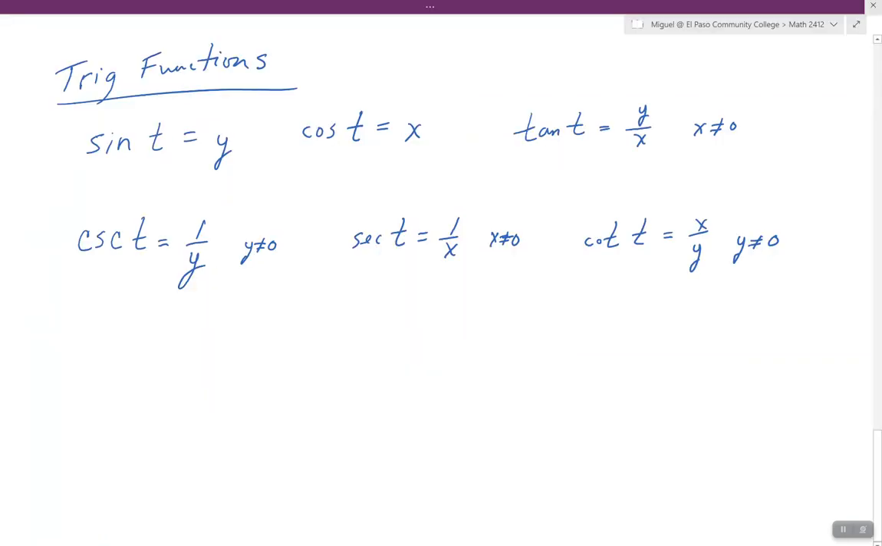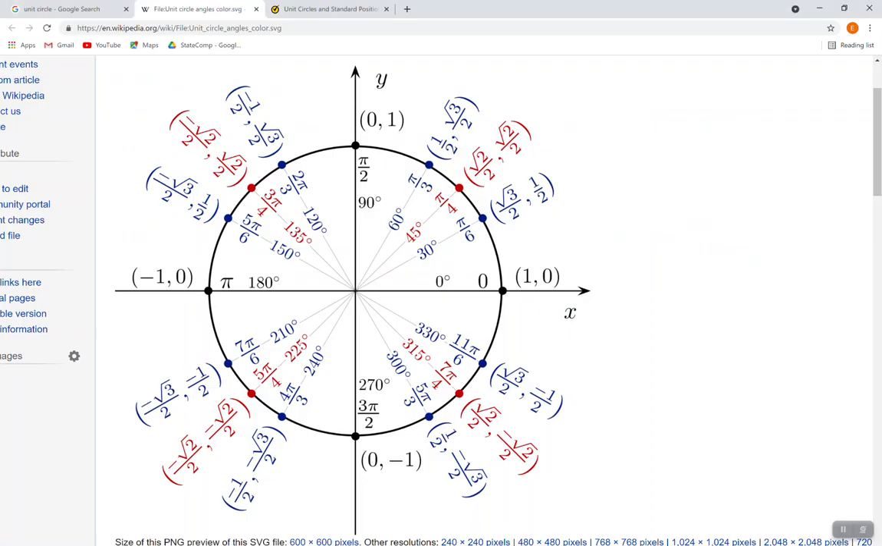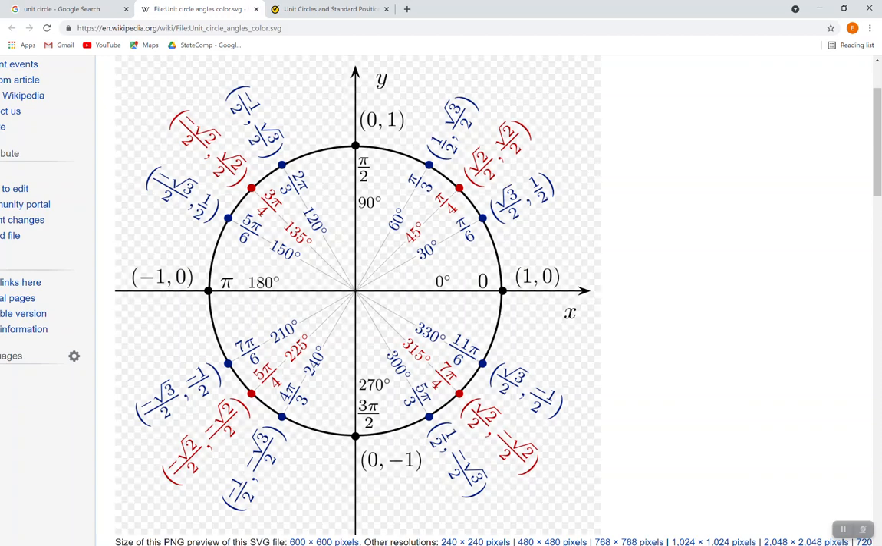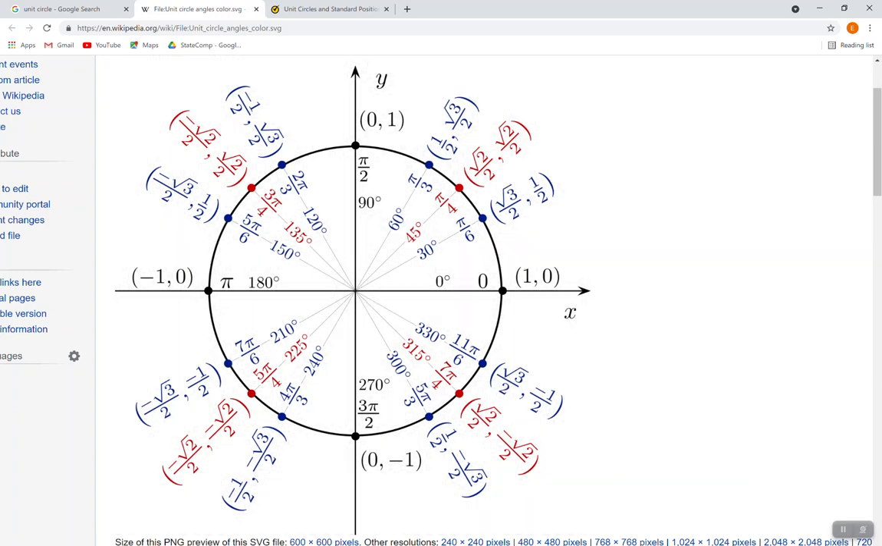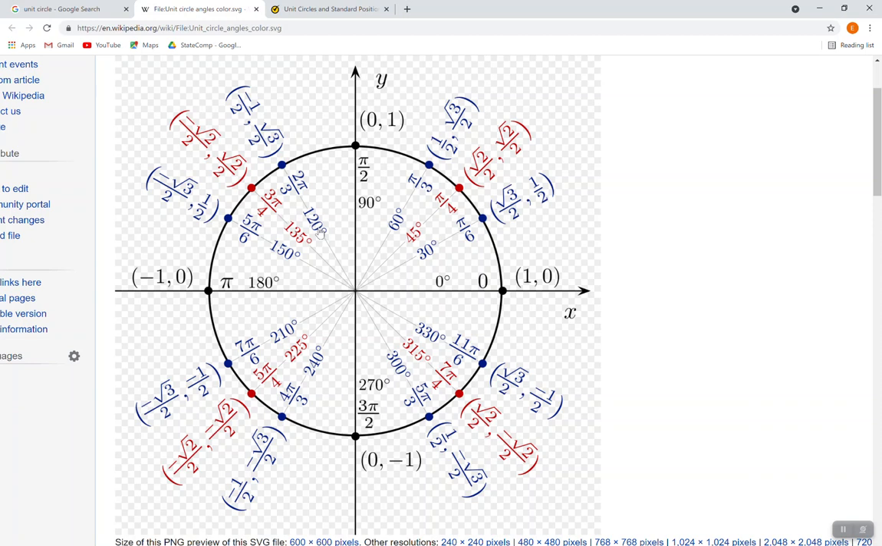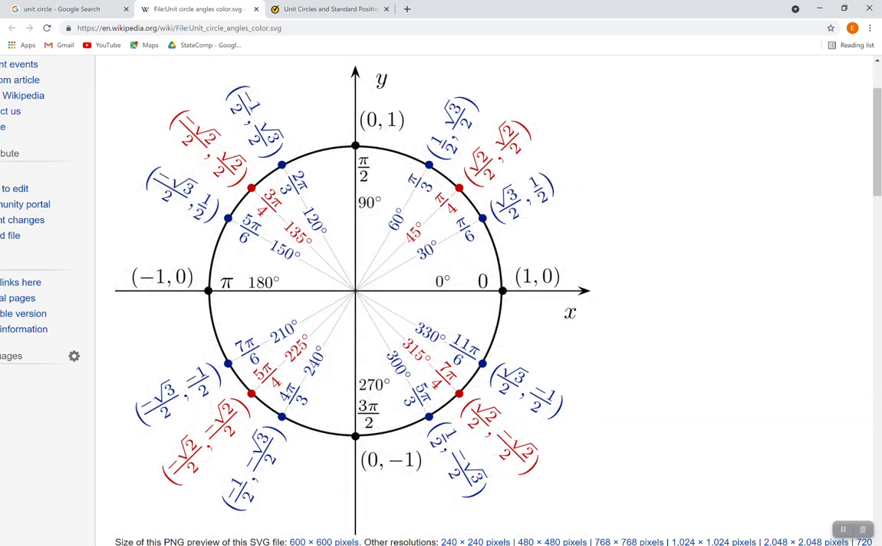What about cosine? Cosine is the x value, as you can see there. So cosine of 120, for example, would be negative 1/2. Cosine of 4 pi over 3, negative 1/2. Cosine of 270, 0. Cosine of 90 degrees, 0. Good.